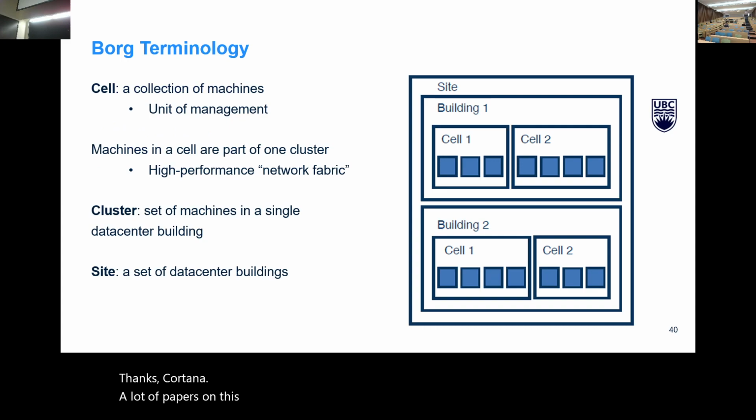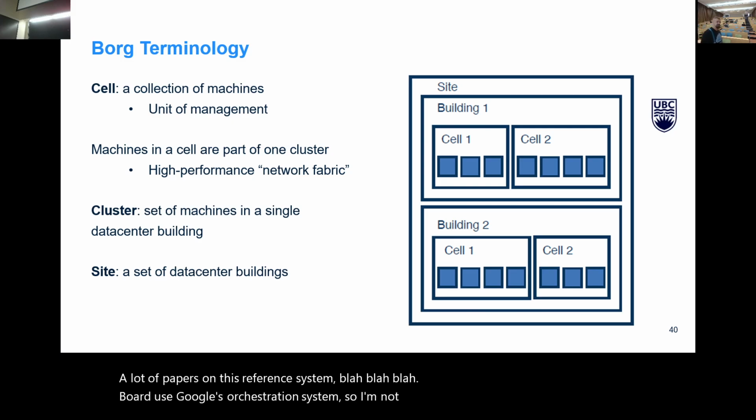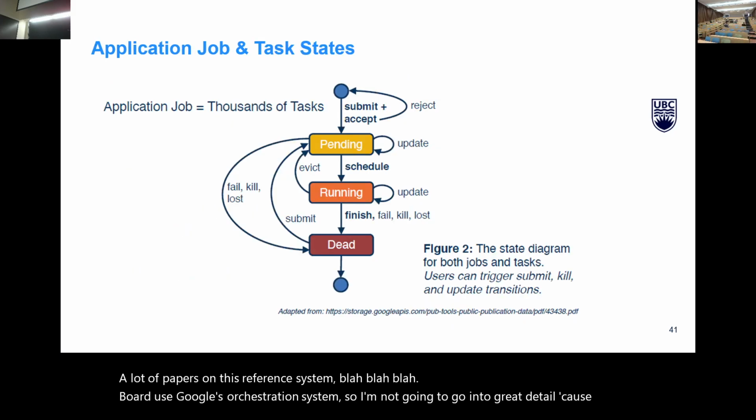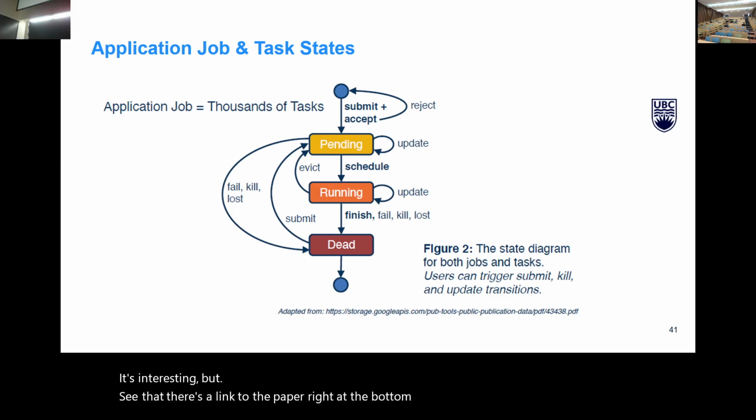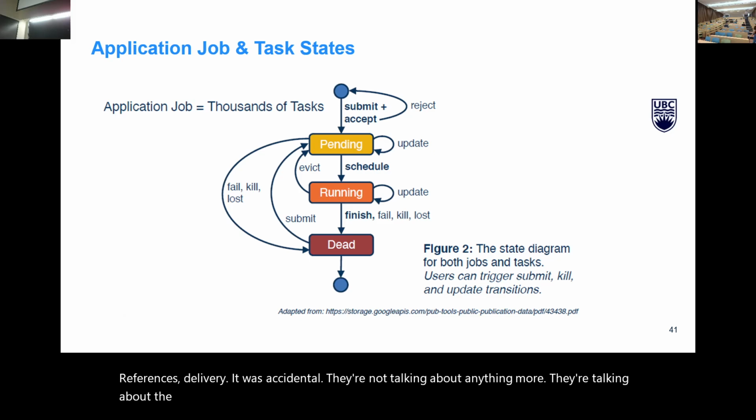Lots of papers on this stuff. There are some references. Borg is Google's orchestration system. I'm not going to go into great detail because it's interesting, but you can link to the paper there at the bottom. The Google mechanism for doing orchestration is Borg, and of course the Borg reference is deliberate. It wasn't accidental. They're not talking about Anita Borg. They're talking about the Borg, as in you will be assimilated, the Borg.